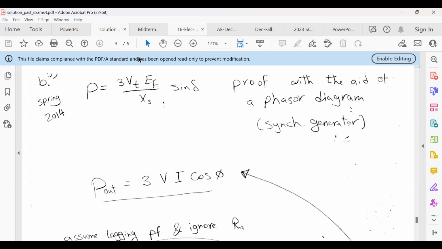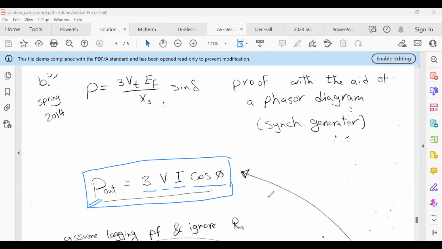Okay. How can we prove this? First, we want to get the active power from the machine. It's three-phase. So it's 3 times the voltage in phasor, the current in phase, cosine phi. This is the active power equation for the three-phase system. So we have this equation.